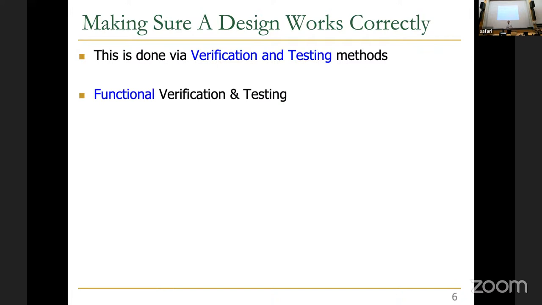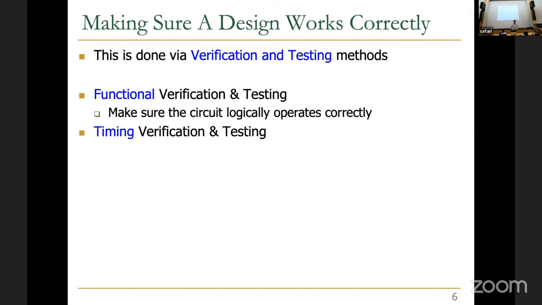So there are two types of verification and testing. One is functional or logical, and the other is timing, just like we've seen earlier. You make sure the circuit logically operates correctly in the functional verification. There are multiple methods of it. I'm not going to go through this here, but you're going to watch a lecture. So you can do simulation, for example. You can do formal verification of circuits, which is very difficult to do, especially with very, very large circuits.